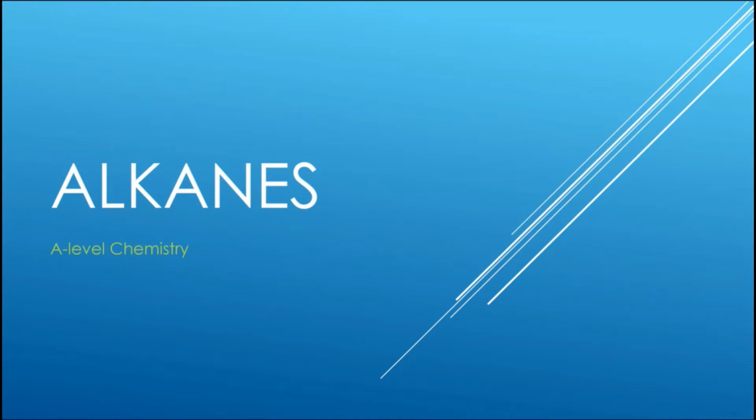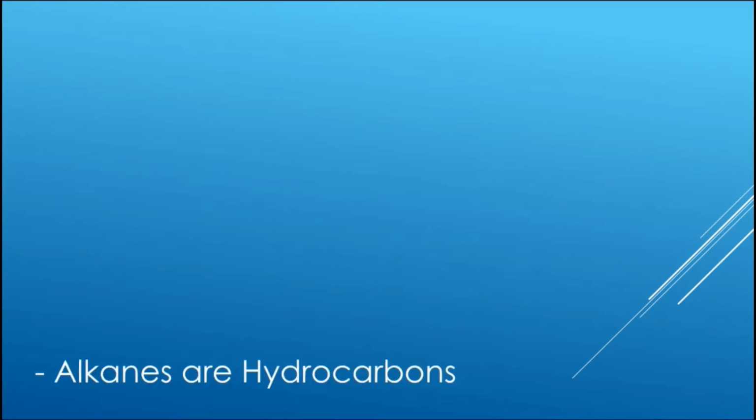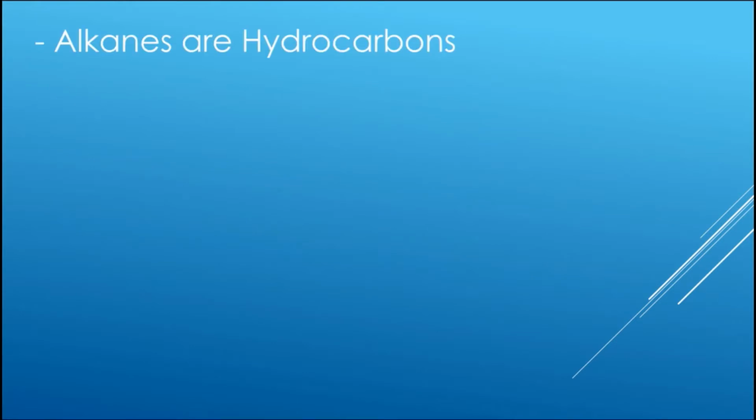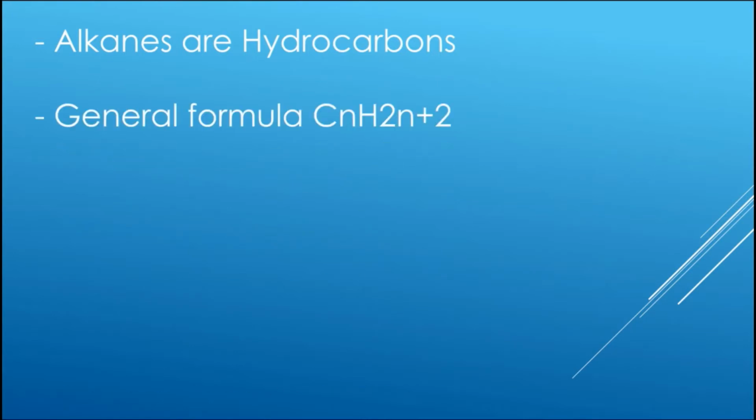In this video I will be going through the alkanes topic of the A-level chemistry curriculum. So let's begin. Alright, so alkanes are hydrocarbons. What this means is they always contain carbons and they always have hydrogens. And the general formula for alkanes is CnH2n+2.